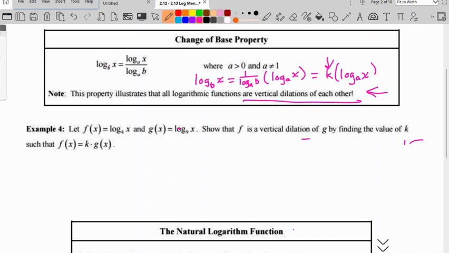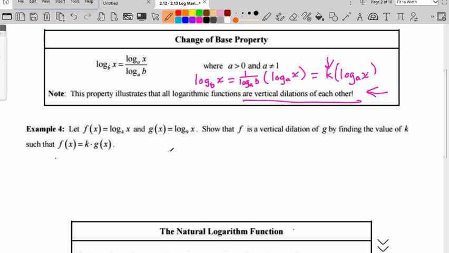So it says let f of x equal log base 4 of x and g of x be log base 9 of x. The first thing I noticed is that they've got different bases. Show that f is a vertical dilation of g by finding the value of k such that f of x equals k times g of x. So let's give that a try. We want to show that f of x equals k times g of x.